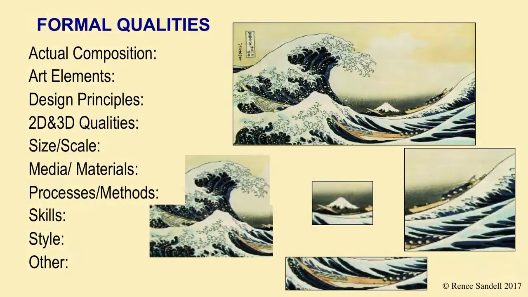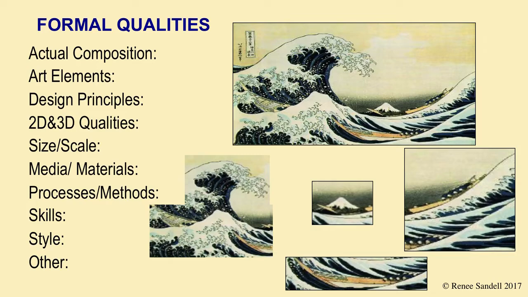So we can start with the form and notice that the composition of this work is asymmetrical. It's horizontal. The art elements include lines, curves, dots, textures, values, warm and cool colors. Design principles that you might find include dominance, asymmetry, repetition, contrast, patterns, rhythm, positive and negative space, unity, variety, and scale.